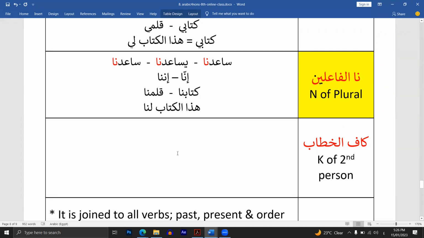Okay, كاف الخطاب. This is the next one in objective pronouns, and we call it كاف الخطاب. خطاب means the address, and it can show up with second person only. Okay, let's check the same example. ساعدك, ساعدكما, ساعدكم, ساعدكن. It will show up like this in many forms.